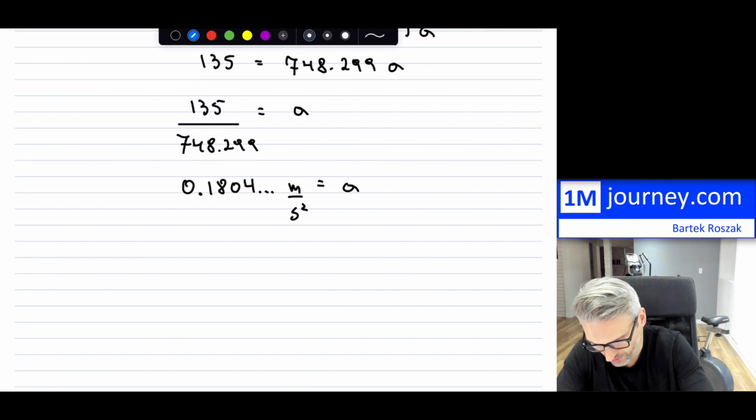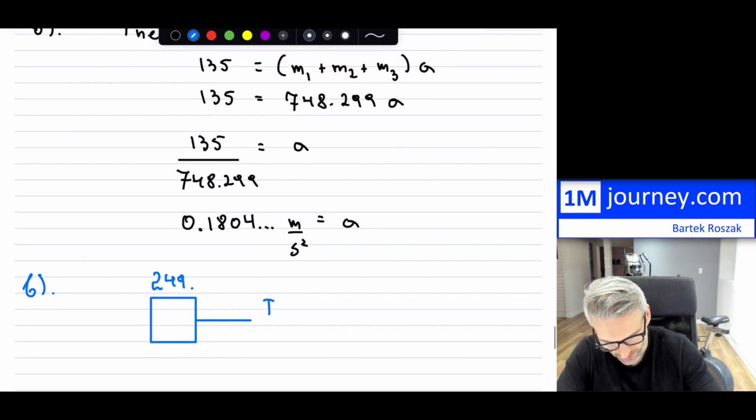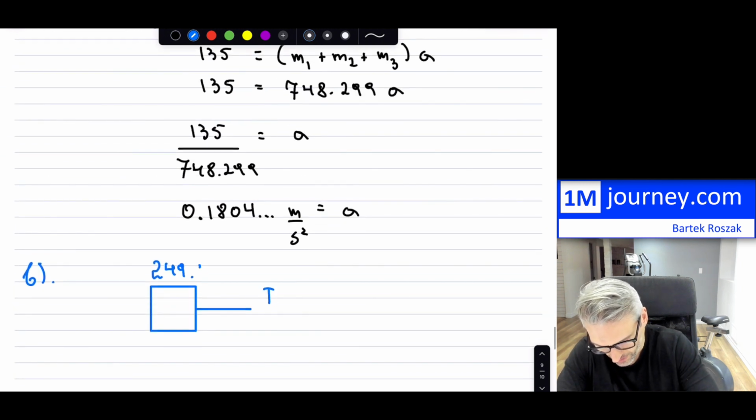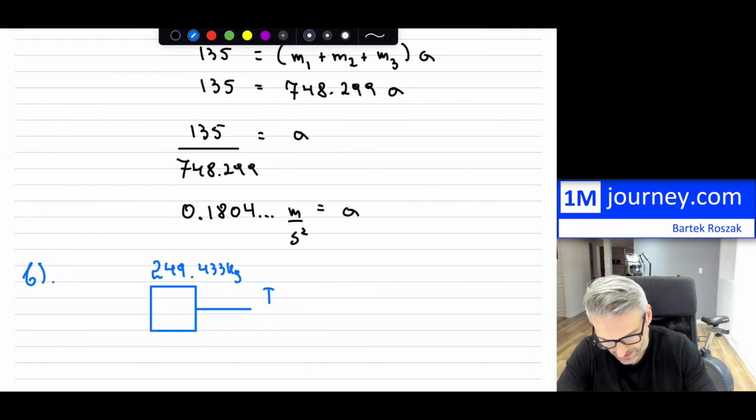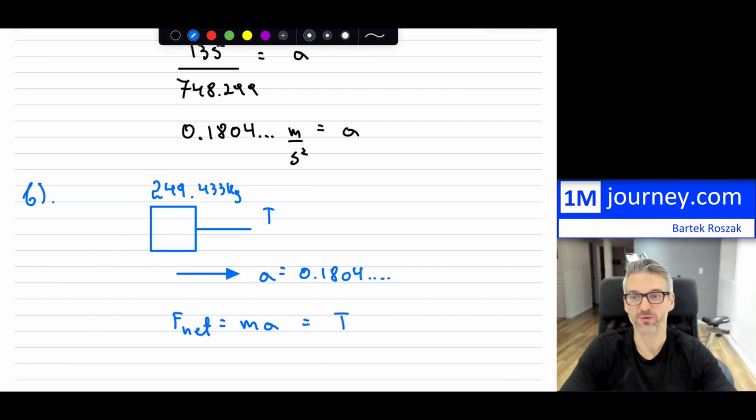So you just have this one machine, and you ask, what's the tension in there? Let me draw that out for you. You'll have something like this, where you have this one X-ray machine, and here's the tension. We know the mass of this is 249 point something, 433, just of one. We also know this is accelerating, with an acceleration of 0.1804, etc. So the net force on this, which is mass times acceleration, is going to be equal to that tension.